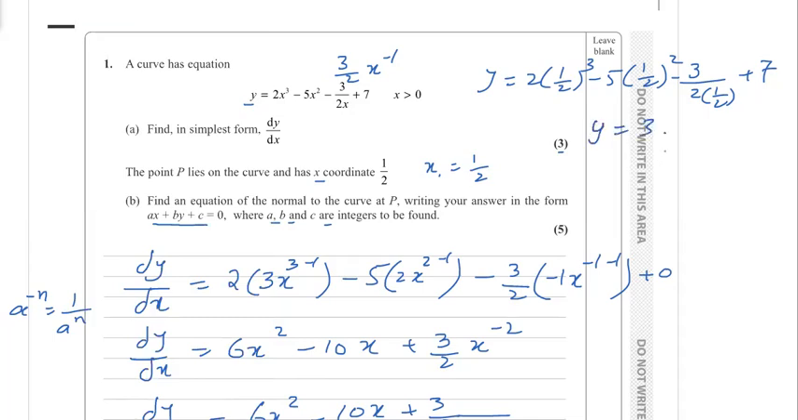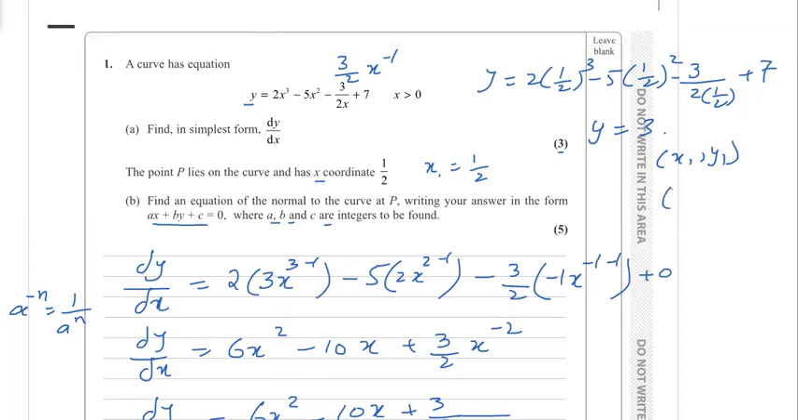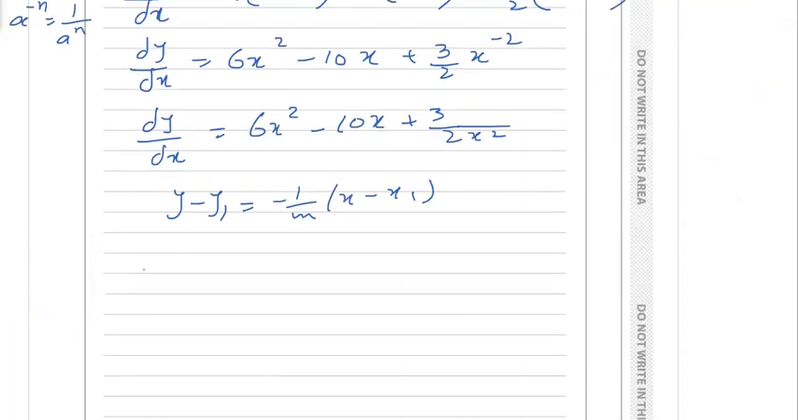So our point x1, y1, the required point, is x equal to 1/2 and y equal to 3. So (1/2, 3) is our required point. Now this point I will put in the derivative, that will give me the gradient. So the gradient, which is our m, is going to be dy/dx at this point (1/2, 3).